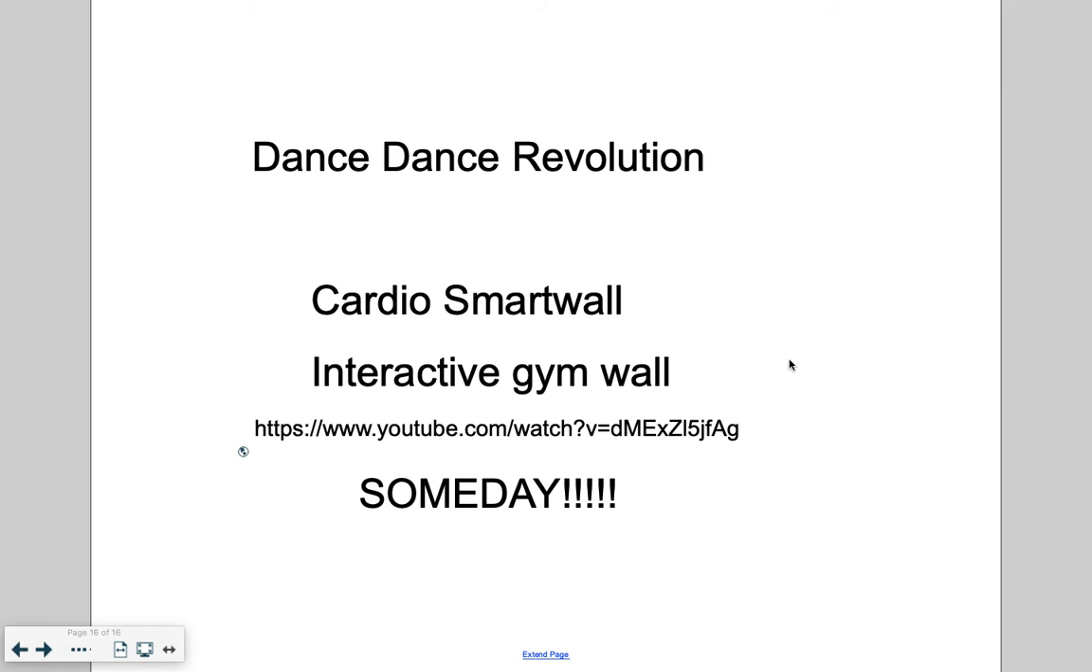And two new things, new technology they're coming out with, the Cardio Smart Wall and the interactive gym wall. Those are two things that I'd have to research and see about funding and things like that. But those would be really neat to have. Just looking at the videos, kids really seem to get involved and active, and it's a motivator, fun, and excitement with exercise.